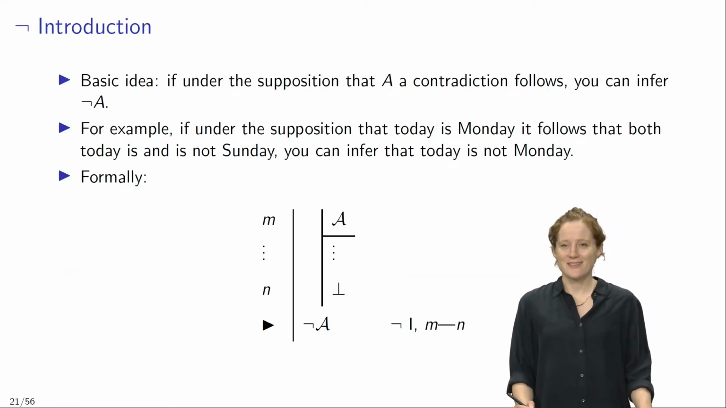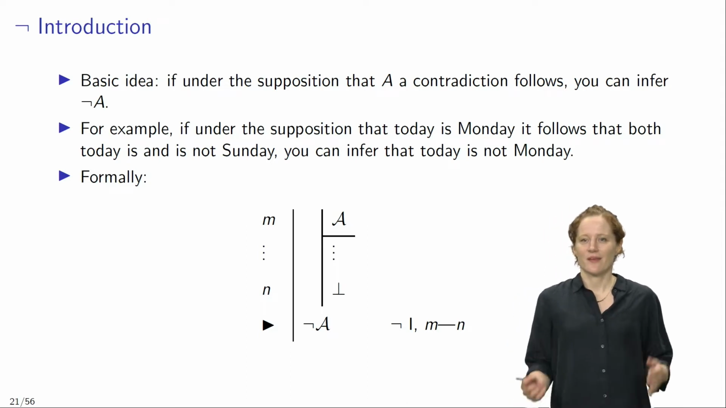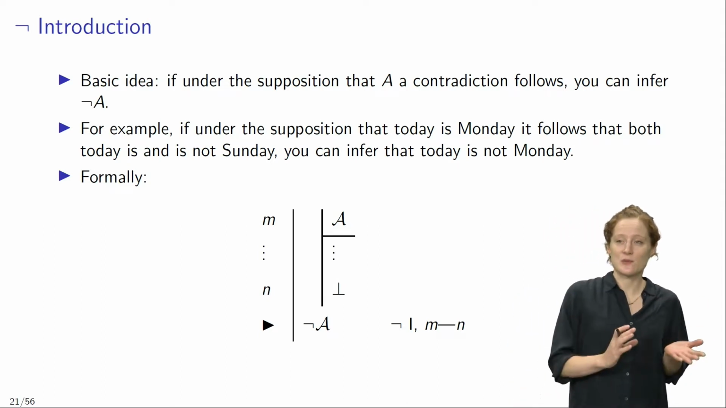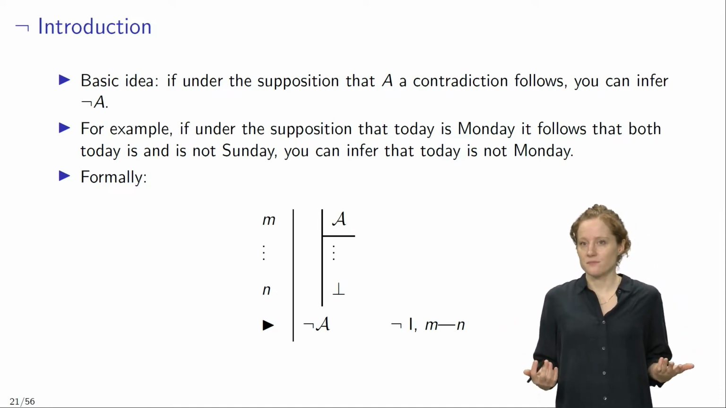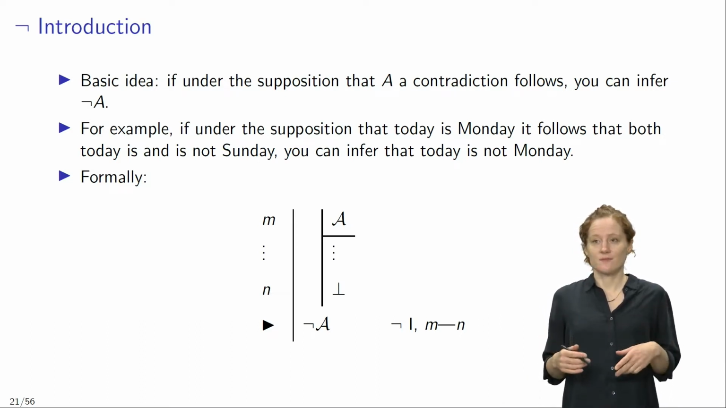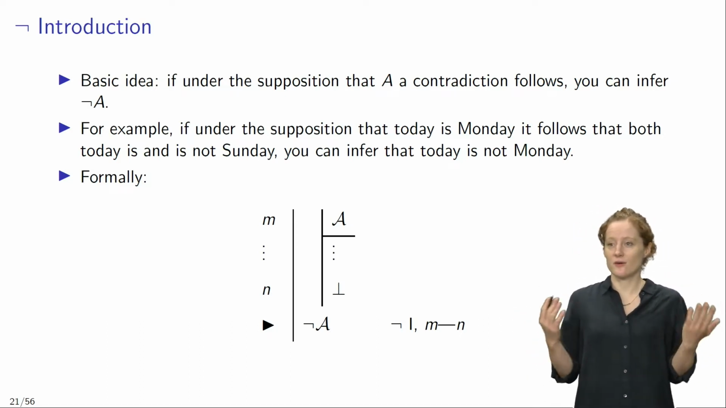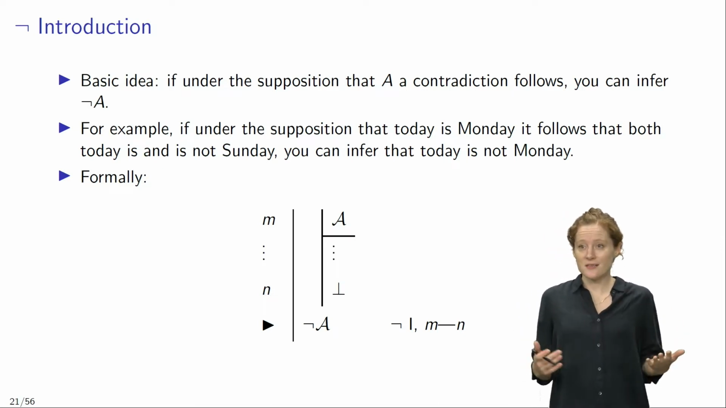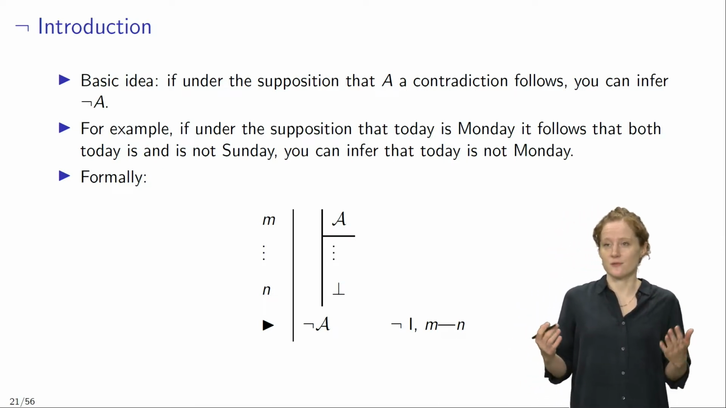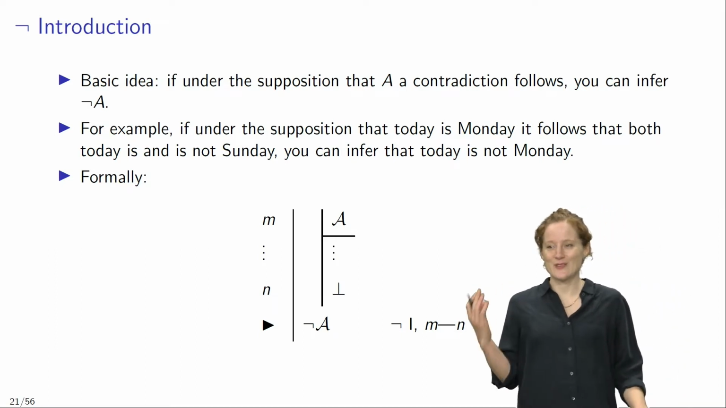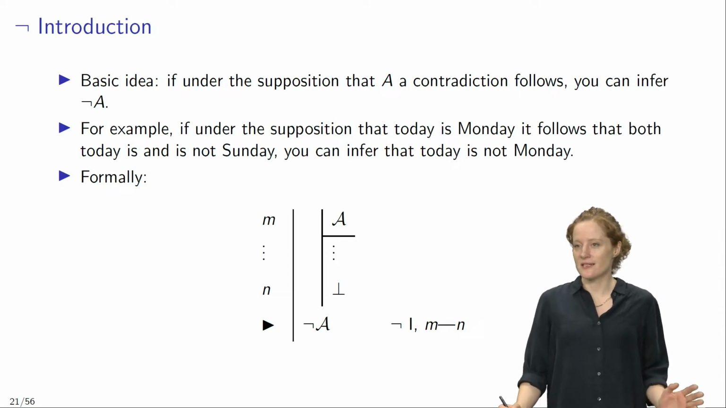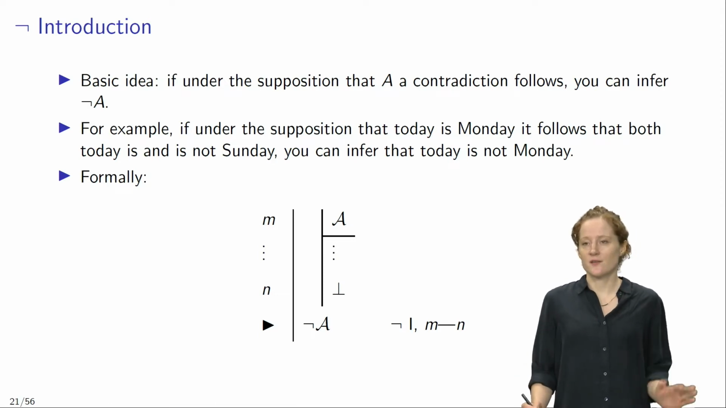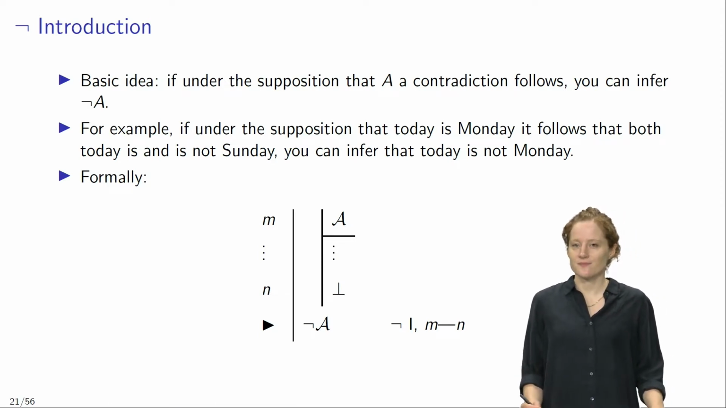Now, negation introduction is a little more complicated. The basic idea is that if under the supposition that A a contradiction follows, then you can infer not A. And so the thought is that a contradiction is never true. There are no contradictions. And so if A entails a contradiction, that means that A can't be true, since it's entailment, the contradiction can't be true. So for example, if under the supposition that today is Monday, it follows that both today is and is not Sunday, you can infer that today is not Monday.